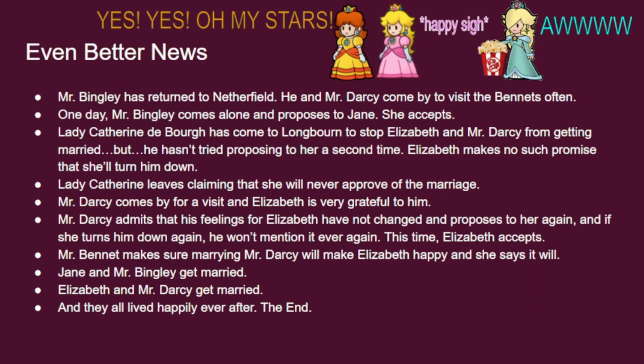And Jane and Mr. Bingley get married, then Elizabeth and Mr. Darcy get married. We then get a little epilogue of stuff that happened afterwards. Miss Bingley was not pleased that Jane got with her brother, and was even less pleased that Elizabeth and Mr. Darcy got together. Georgiana and Elizabeth are really good friends now, which is what Mr. Darcy was hoping for. And they all lived happily ever after.